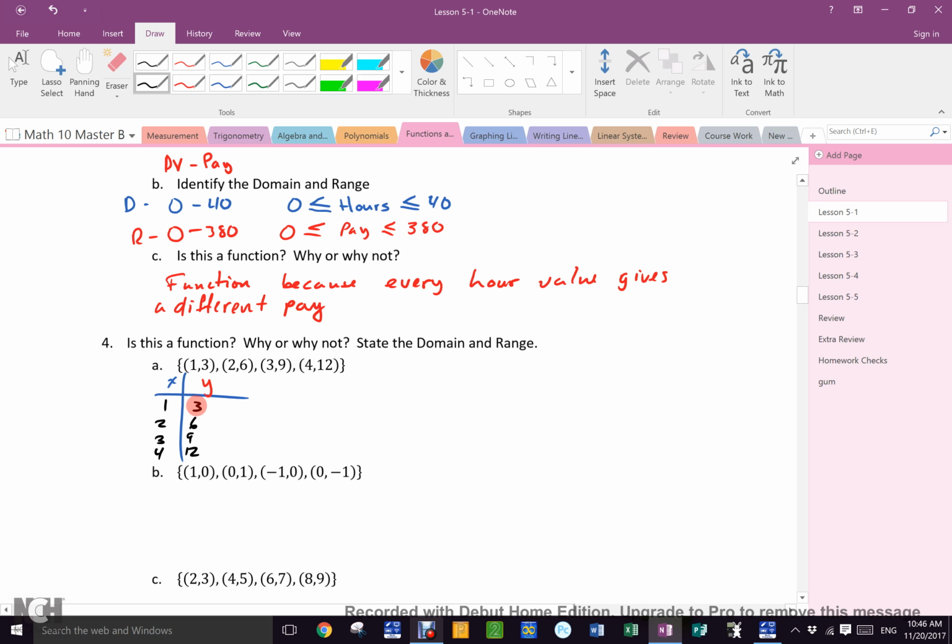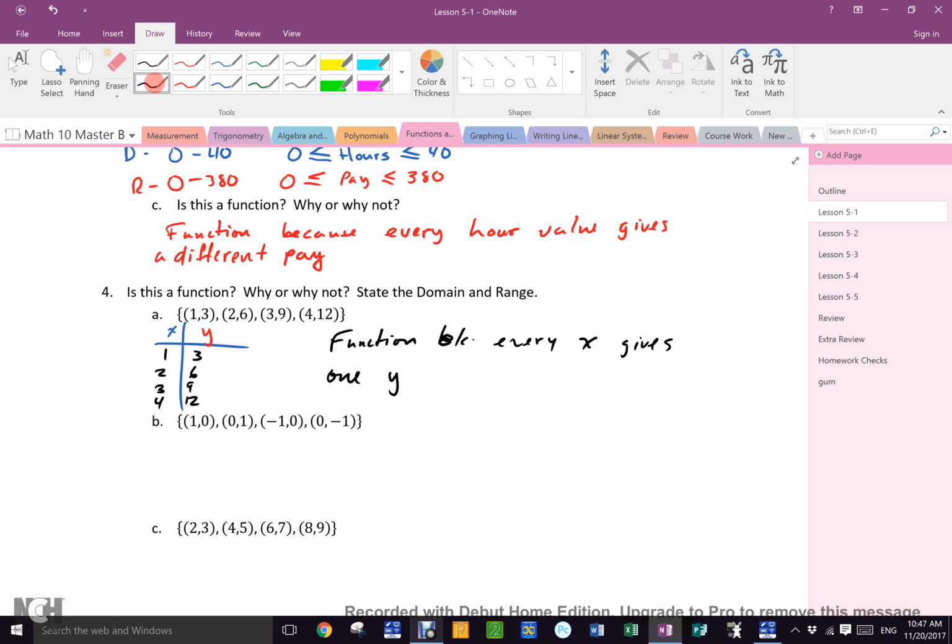Does every X equal 1 Y? Yes. So is it a function? Yes. That is a function because every X gives 1 Y. That should show up in a second. Is everybody cool? Okay, look at the next one.